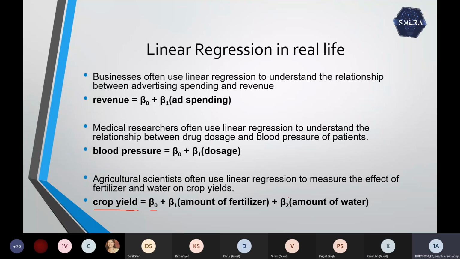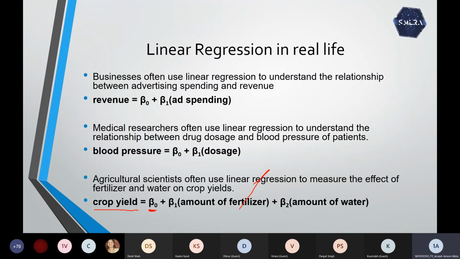And you need to find the trend, so that if I want to find the best crop yield, you can find out. If I use so much fertilizer and so much water, I'll get the best crop yield. This B0 is there because if you don't use any fertilizer and you don't use any water, you'll still get some crop yield. It will be very poor, but you'll still get it. To account for that we have B0.